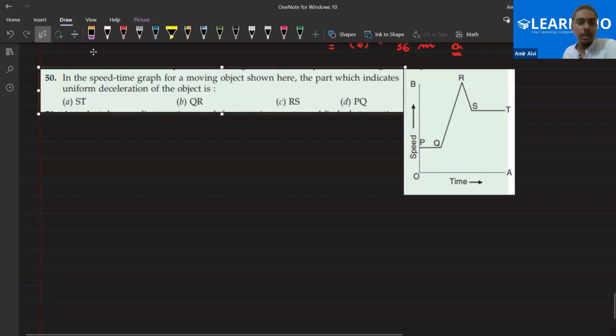देखो, the question is asking about the deceleration, not the acceleration. In the speed-time graph, what is the deceleration present in this graph? So देखो, P to Q, the line is parallel to the x-axis, so it means that there is no acceleration or deceleration. It means zero acceleration. After Q, the graph has gone in the upward direction. So in the upward direction, it is positive acceleration. So positive acceleration cannot be called deceleration. So R to S is a part in which the graph is declining. So RS is the correct option.